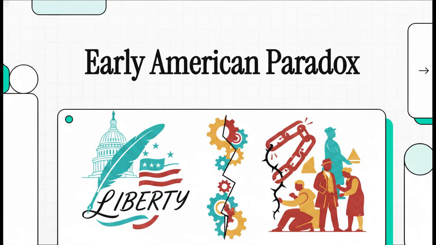Welcome to this explainer. Today, we're diving straight into a massive paradox in early American history. We're talking about a brand new nation founded on this soaring, beautiful rhetoric of liberty that, at the exact same time, was deeply entrenching systems of bondage and exclusion. So let's get into this contradiction and uncover how the United States actually navigated its founding ideals.